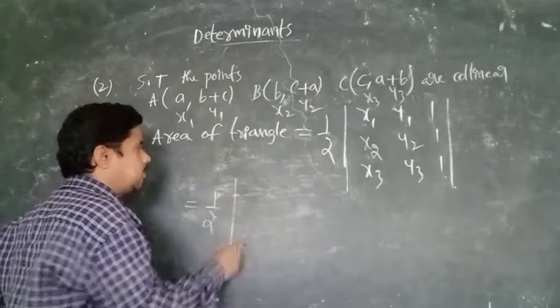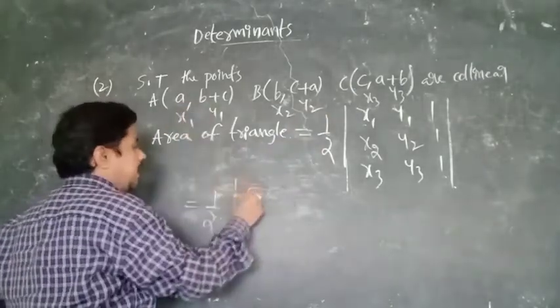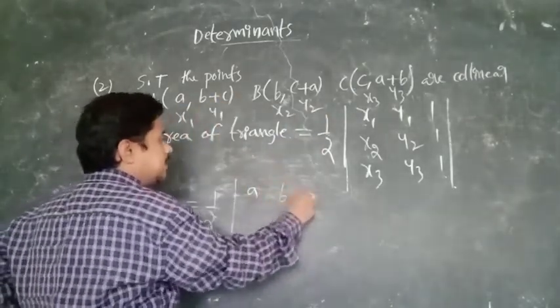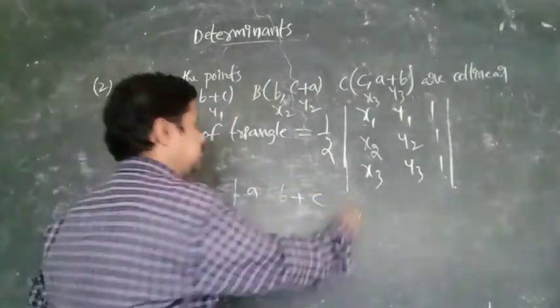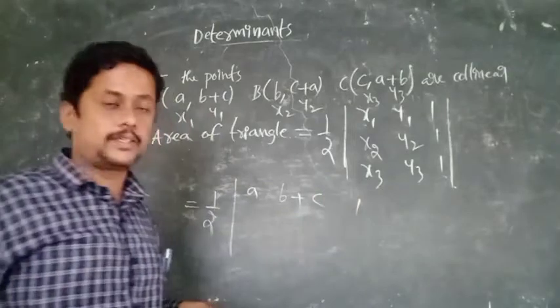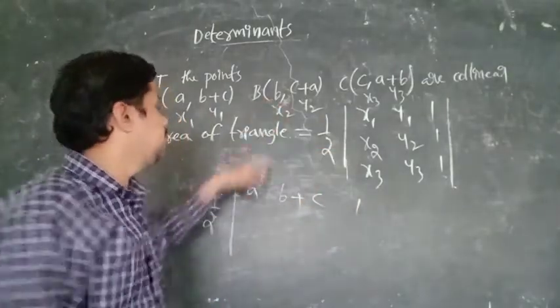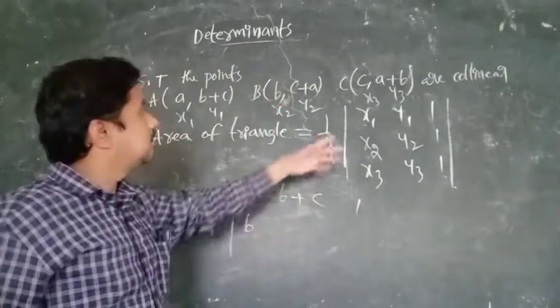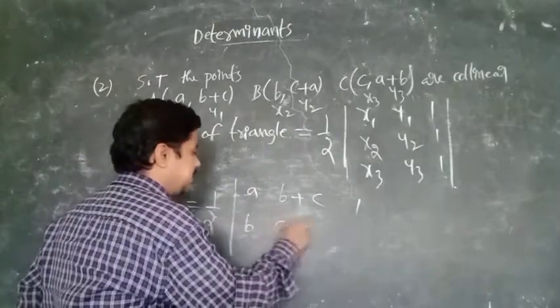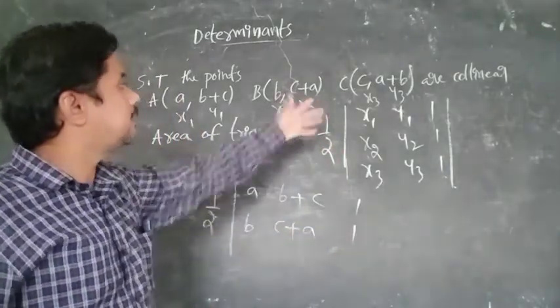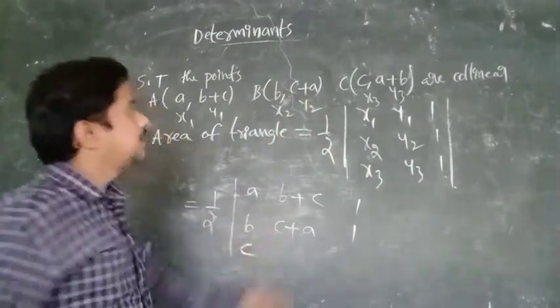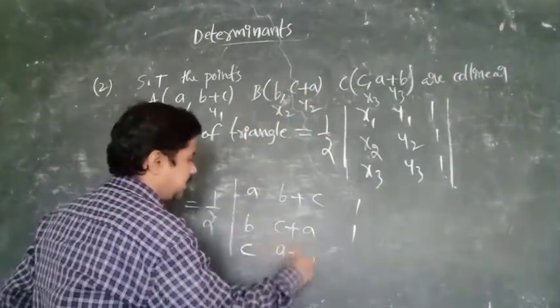Half into x1, y1, a, b plus c, 1. Okay. Next, x2, y2, b, c plus a, 1. Okay. Next, x3, y3, c, a plus b, 1.